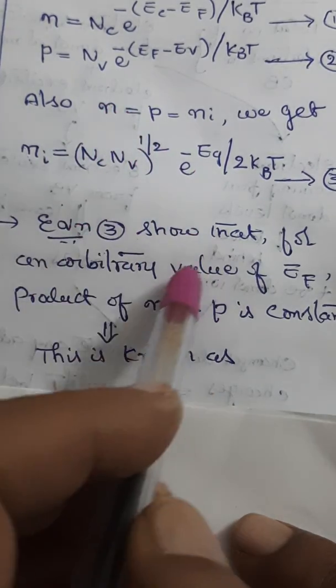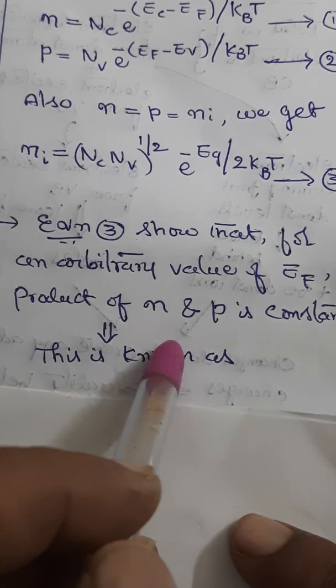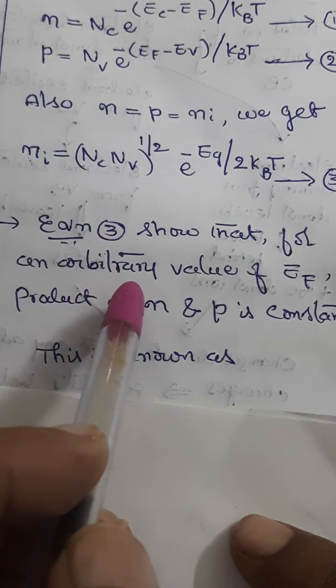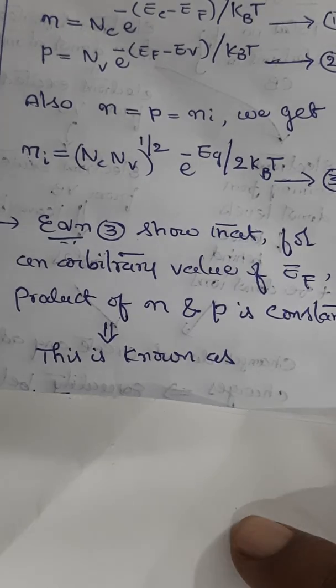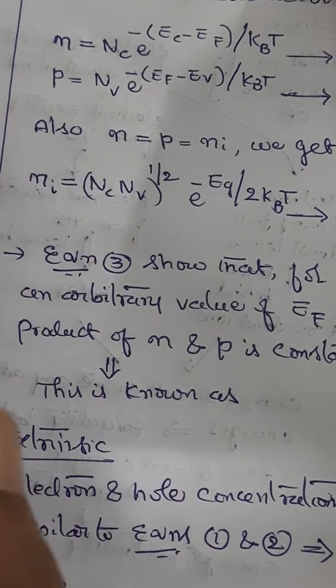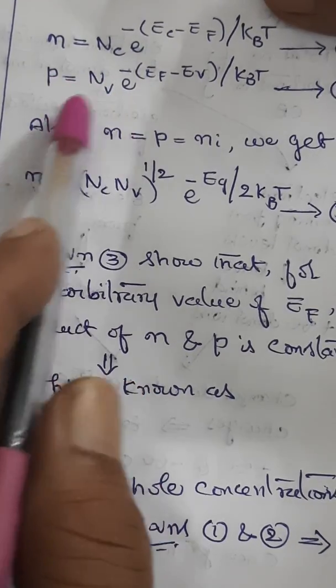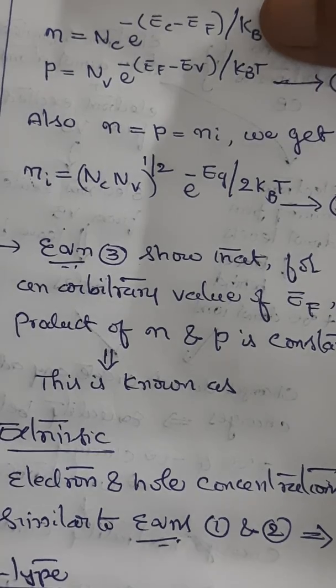This conclusion is what is known as the law of mass action. So the electron and hole concentrations in an extrinsic semiconductor are already calculated. When you look at these two equations, these are related to intrinsic. Similarly, for extrinsic, how do you get it? The only thing is you have n-type and p-type.